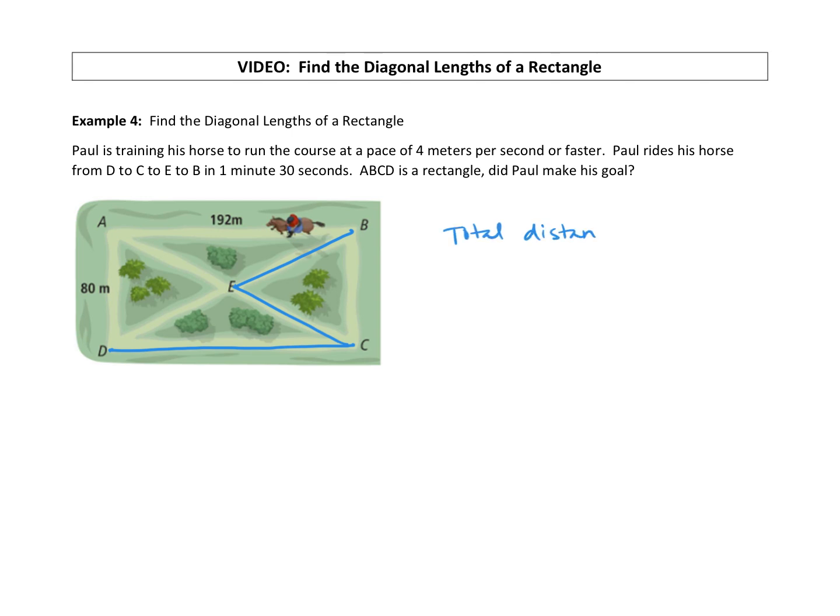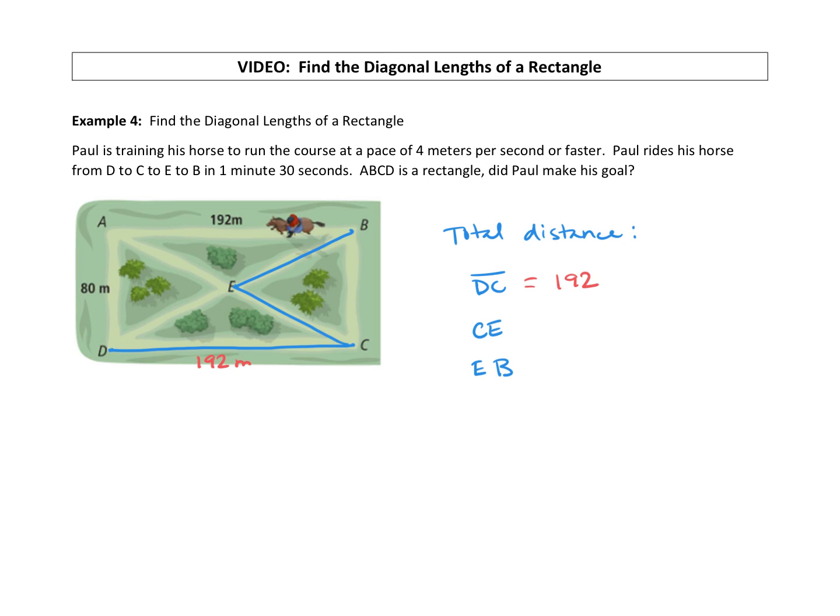We might know some of this and we might have to find some of the lengths. So first he went from D to C, then he went from C to E, and then from E to B. So we want to figure out how long each of those segments are. Well, because this is a rectangle, and rectangles are also parallelograms, we know that opposite sides will be congruent. So from D to C, we know that's going to be 192 meters. So D to C is 192. What we don't know is from C to E and E to B.